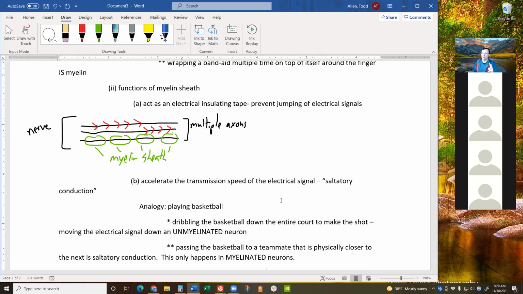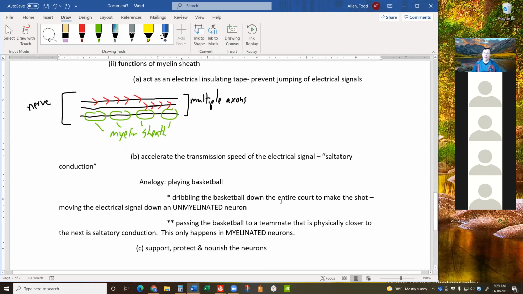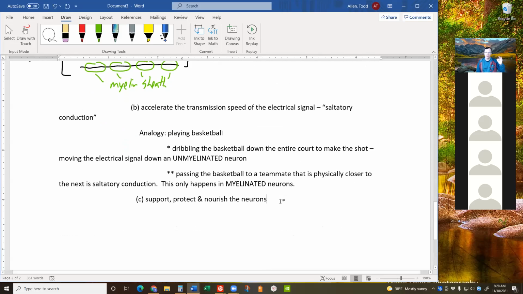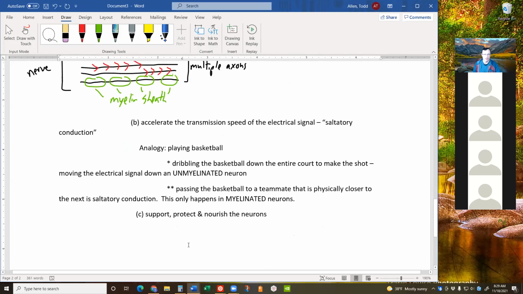Two, to make the electrical signal travel the same distance faster in the presence of myelin sheath. So myelin sheath effectively accelerates the transmission speed of the electrical signal. That's like passing a ball to your teammate who's standing underneath the basketball net. And finally, third thing is to support, protect, and nourish the neurons of the nervous system. Okay, folks, any questions about the myelin sheath?